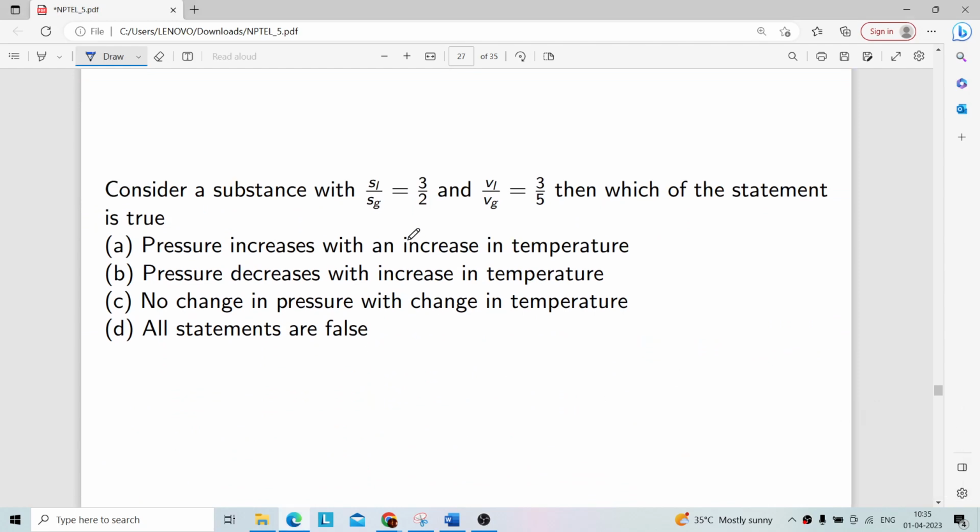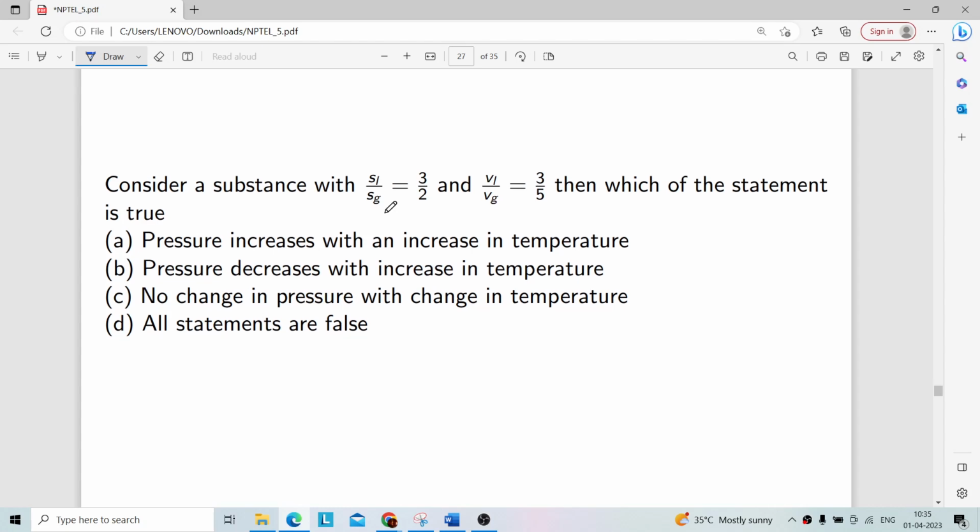Coming to the next question. Consider a substance with SL over Sg as 3 by 2 and Bl over Bg as 3 by 5. Then which of the statements is true? What is this SL and Sg? This is the entropy.